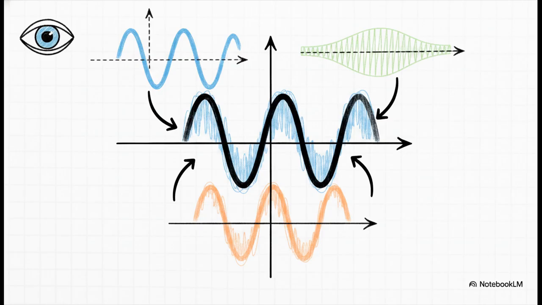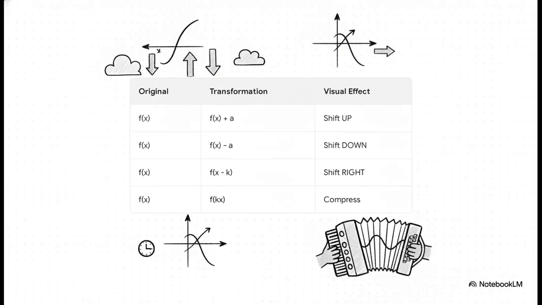Graphical transformations provide a brilliantly simple yet incredibly powerful approach to solving problems in a fraction of the time. What's really fascinating here is how these transformations basically create a visual cheat sheet for exams. Let's say you take your basic known function f of x. If you add a constant a to the whole function, you literally just pick the graph up and shift it up by a units. Subtract a, it shifts straight down.